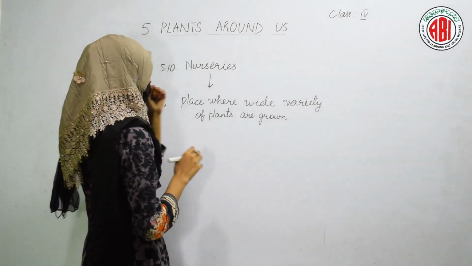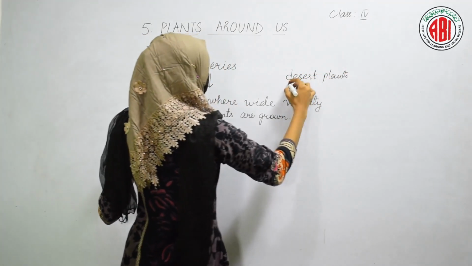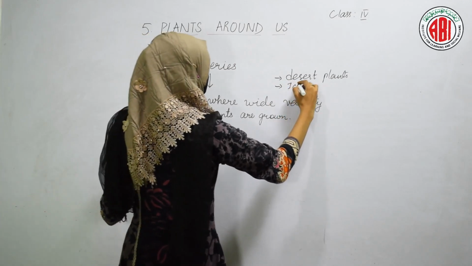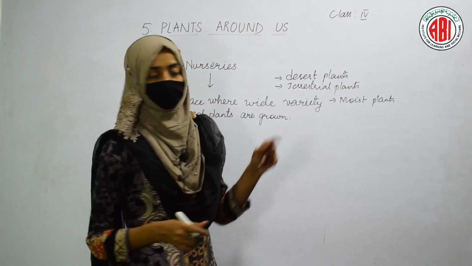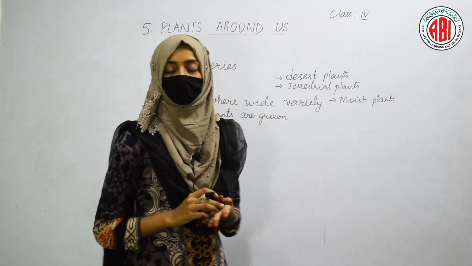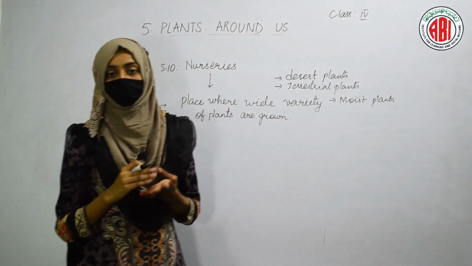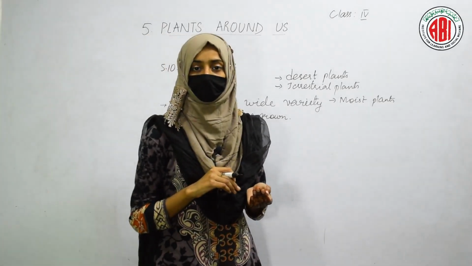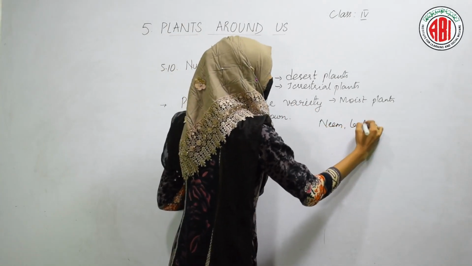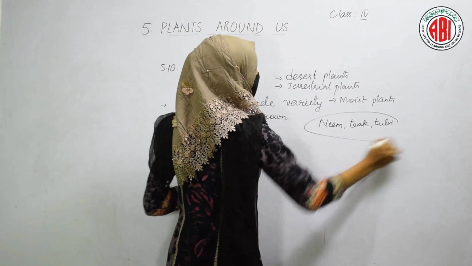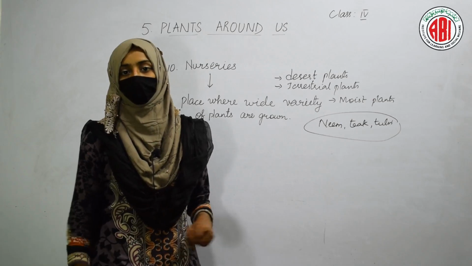They collect the plants, they grow the plants, they grow the desert plants, they grow the terrestrial plants, they grow the plants which need a moist environment. So moist plants can also be grown in the nurseries. Flowering plants will also be there in the nurseries, and neem, teak, tulsi, all the different plants can be grown by the officials of the forest department or by some other people.